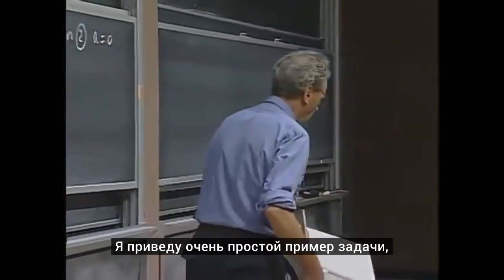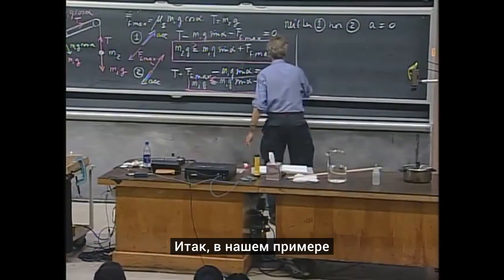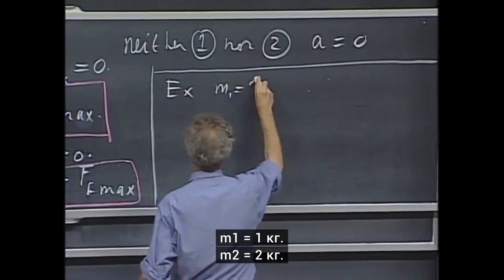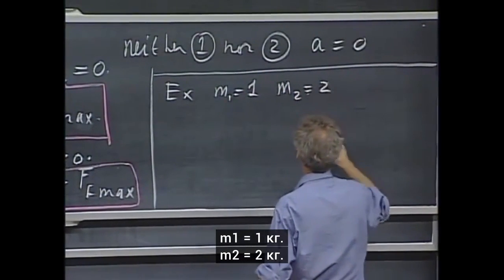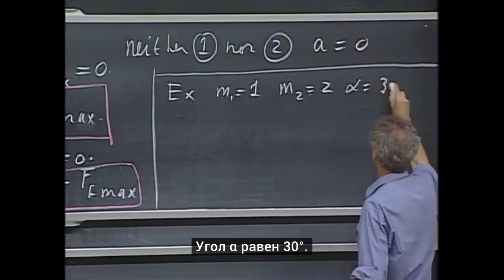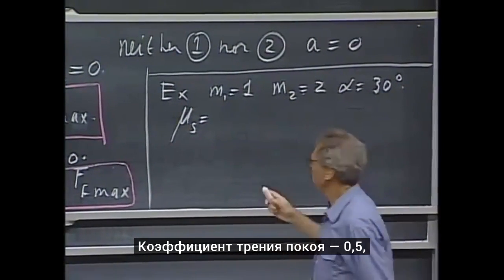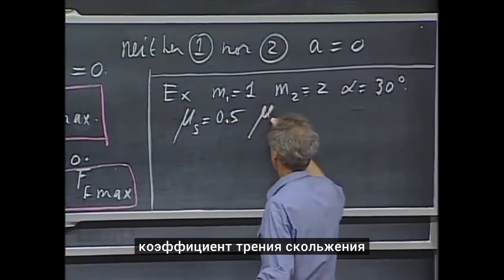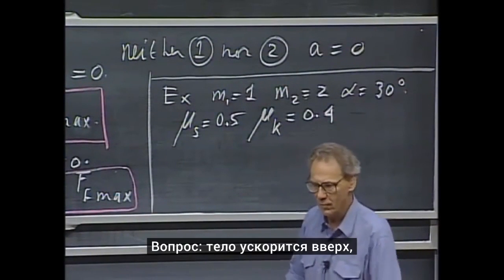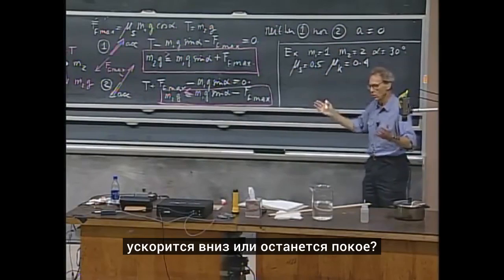Let us take a very simple example so that you see this at work. So we have an example here. In my example, I have m1 equals 1 kilogram, m2 equals 2 kilograms. Can't make the numbers much simpler. I take alpha equals 30 degrees. I take a static friction coefficient, which is 0.5. And I take a kinetic friction coefficient, which is a little less, which is 0.4. The question is now, is it going to accelerate uphill, or accelerate downhill, or no acceleration at all?